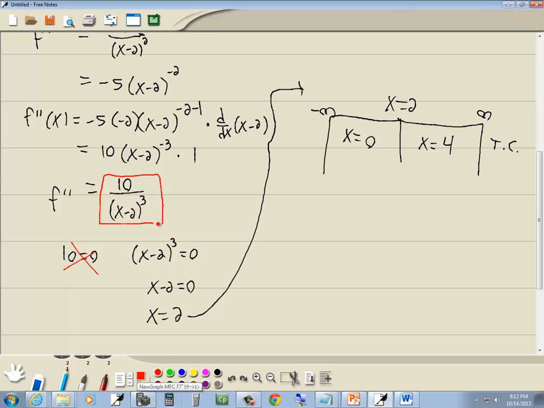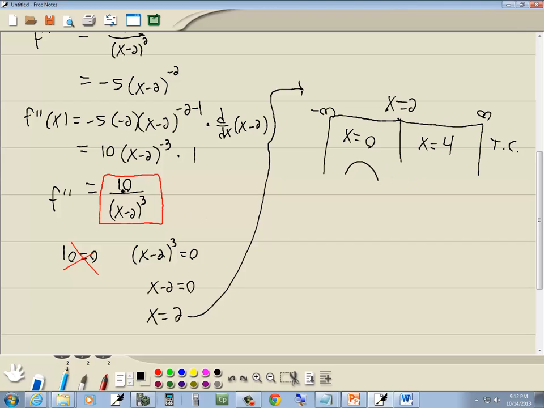Now these I could probably eyeball and see. If you need to, plug it in your calculator and do it that way. Now if I look at the number up on top, 10, that's always positive, so we can ignore that. If you've got part of your function that's positive, you can ignore that part. This part down here, we're going to put 0 in for x. 0 minus 2 is negative 2. Negative 2 to the third power is negative, which means this is concave down.